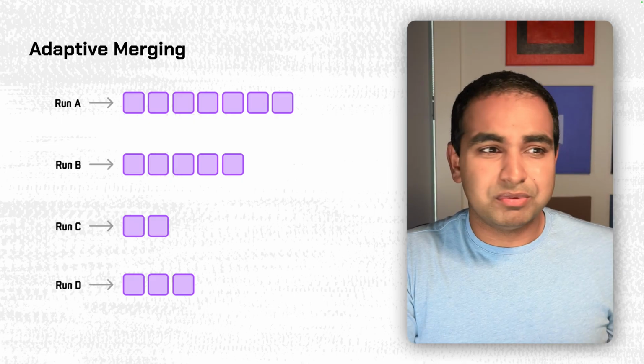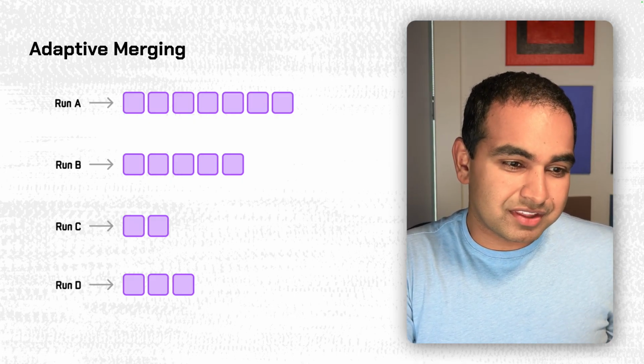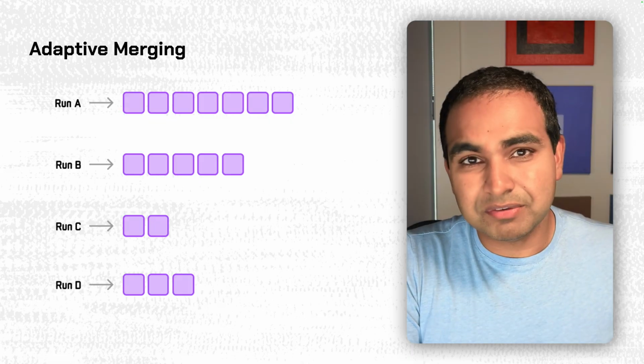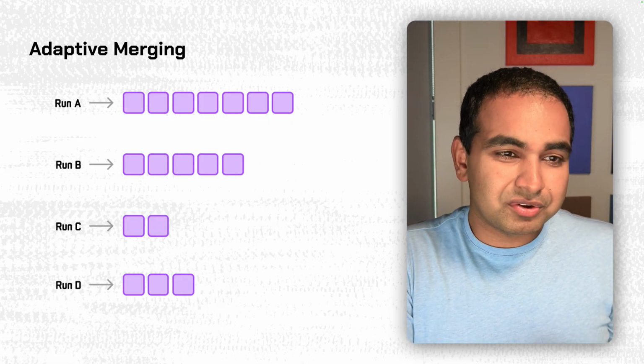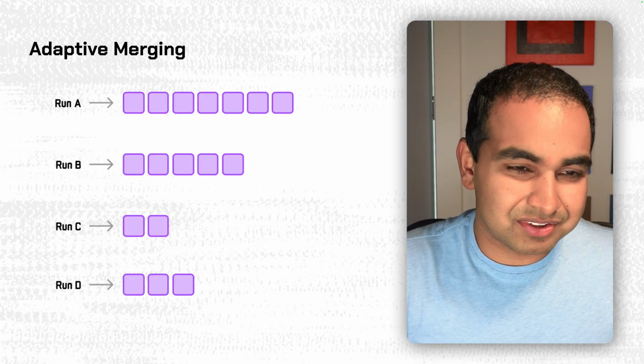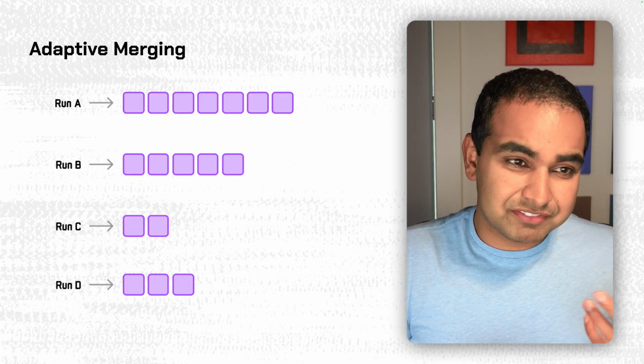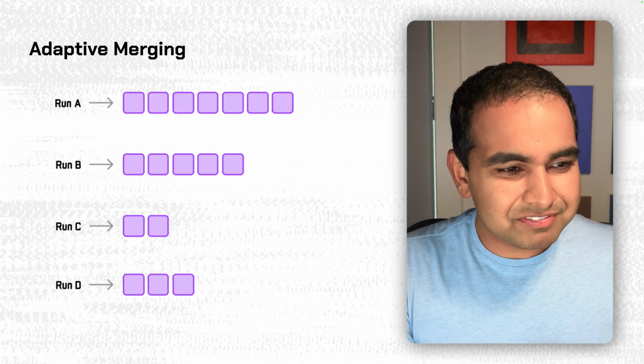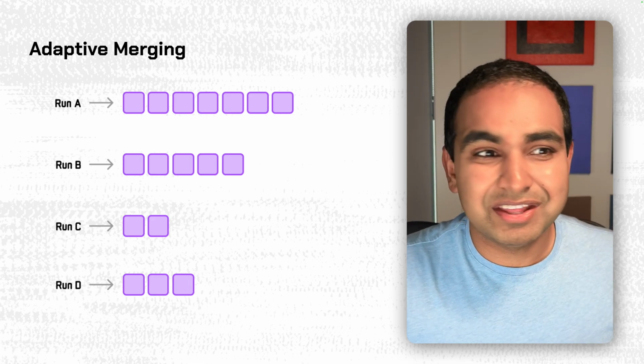And so here's an example. We have run A, run B, run C, and run D. The actual values in them don't really matter. What is important though is the size of the runs themselves. So run A has 7 items. Run B has 5 items, C has 2, and D has 3 items.